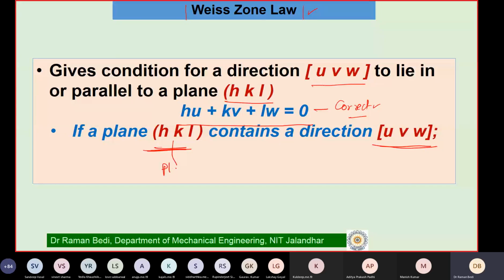So this is regarding your plane and this is regarding your direction. We will solve it now with the help of an example. This law tells me that if you want to know whether a direction UVW is contained on the HKL plane, you can check it simply by finding HU plus KV plus LW. If this happens to be 0, you can conclude safely that UVW is contained in the HKL plane.